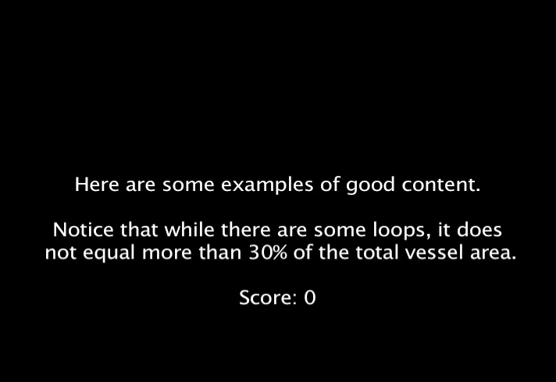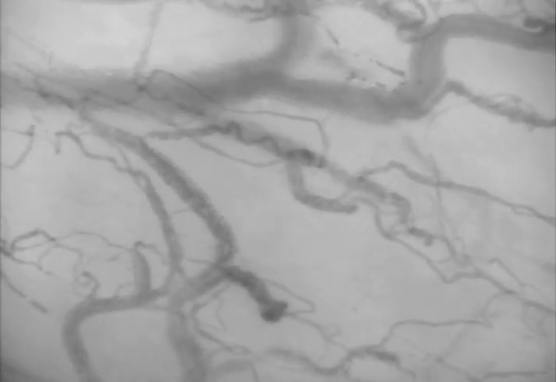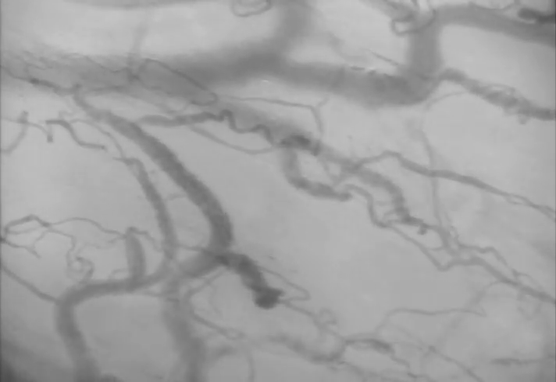Here are some examples of good content. Notice that while there are some loops, it does not equal more than 30% of the total vessel area. So here we have a good distribution of both small and large vessels, and we don't have any bubbles or cloudy saliva that are constricting our field of view.